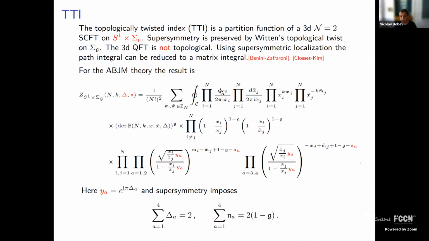And then you do integrals. These integrals over x and x tilde are very much the same as the integrals that I had to do on S^3. I have to integrate over the scalars in the vector multiplet of the theory. And then the integrand is this big mess. I'm not explaining how it's obtained, but this is the full answer.